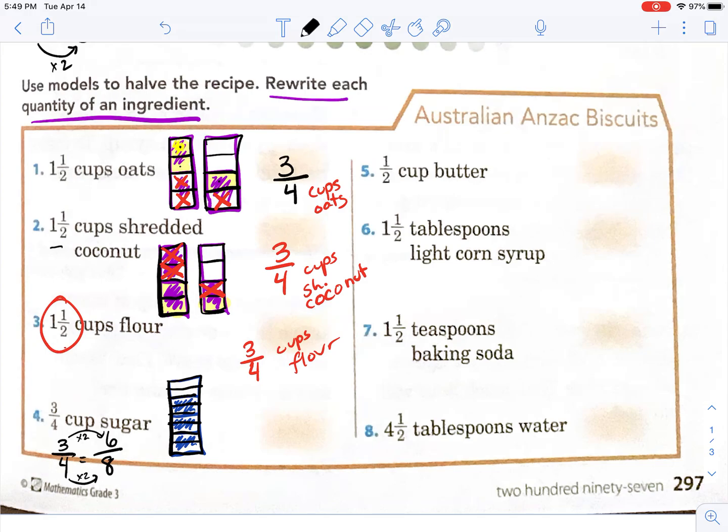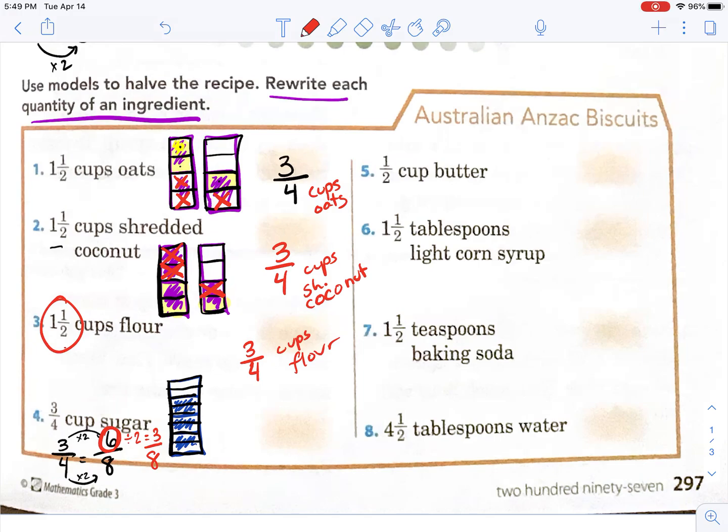Now, I'm going to show you the math behind this. What is half of 6 right here? I'm going to get rid of half of them. What's 6 divided by 2? Equals what? 6 divided by 2 equals 3. And it's still 8ths. Okay?